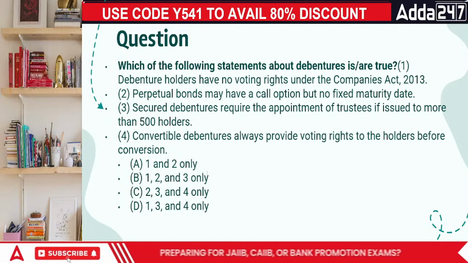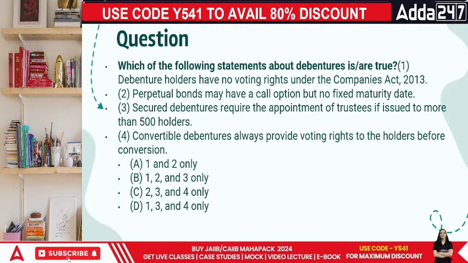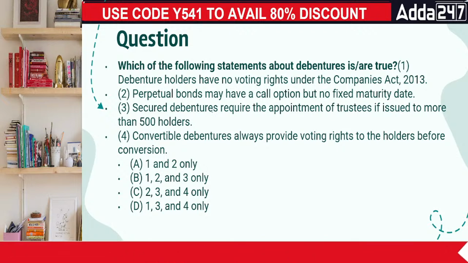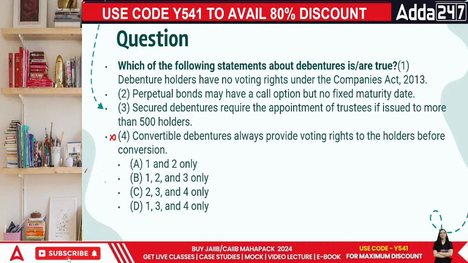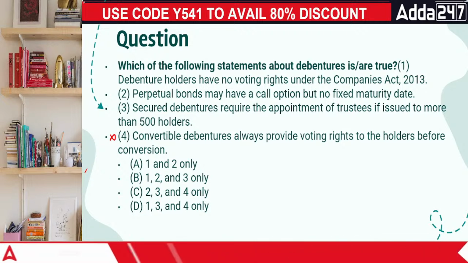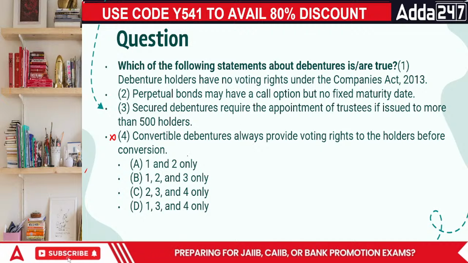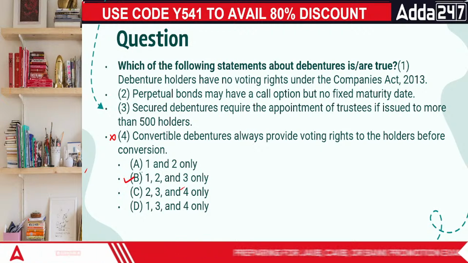The convertible debentures always provide voting rights to the holders before conversion. This cannot happen. Only and only equity shareholders are the ones who have that birthright to have the voting right. So this is the one which is definitely wrong. Very good, Shiva ma'am. You are going absolutely right. All the questions that you have answered till now, I think they're all correct. The answer is B.